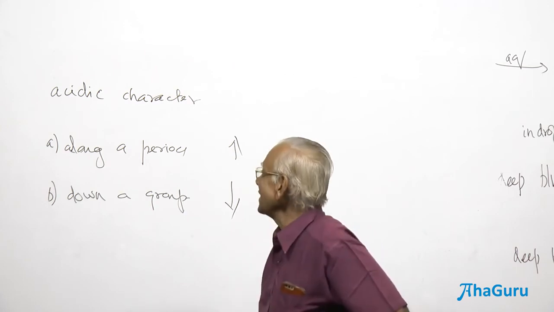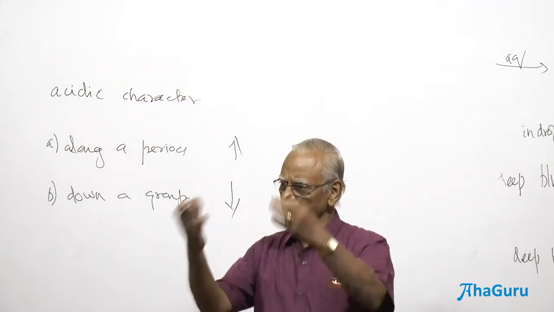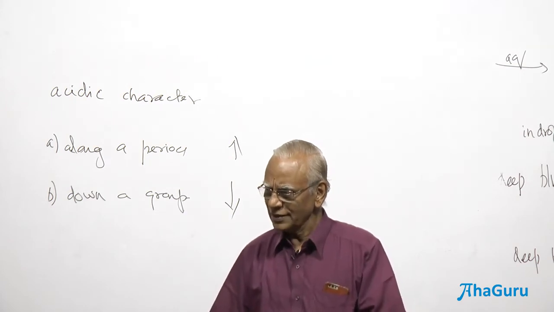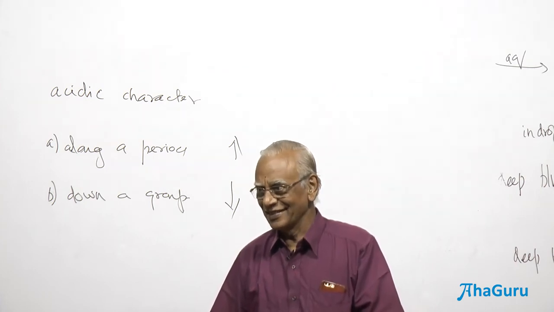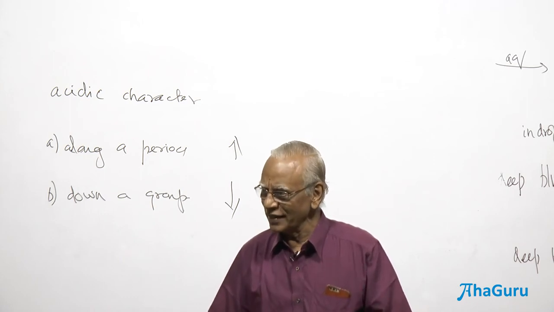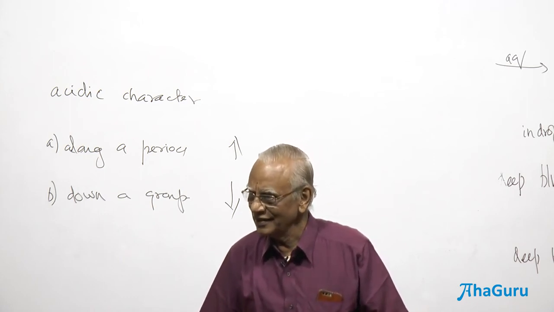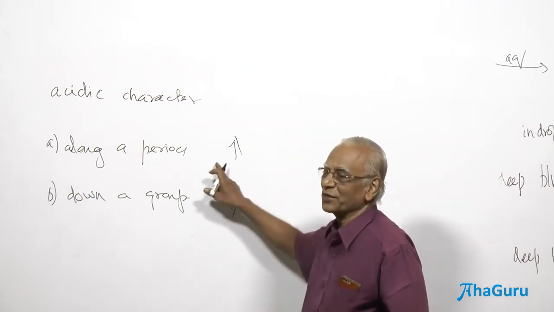Therefore, what are acids here? Do they accept electron or donate electron? Accept electron. Lewis acids are electron acceptors. So, when you go from the metal to non-metal, do they accept electron or donate electron? Accept electron. So, the ability to accept an electron increases.